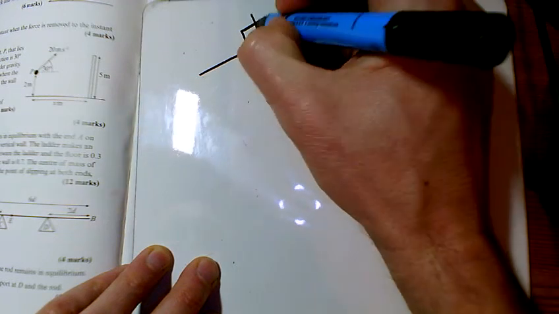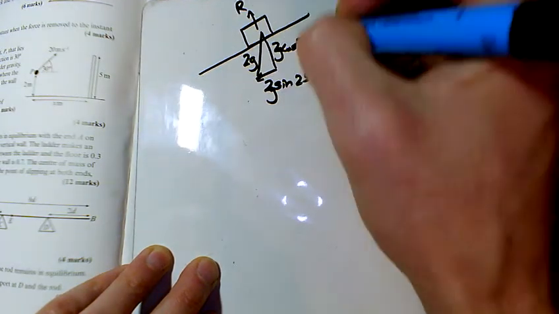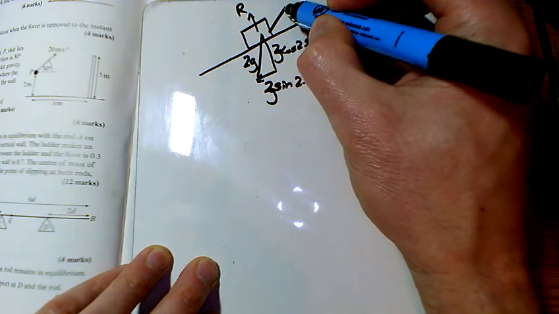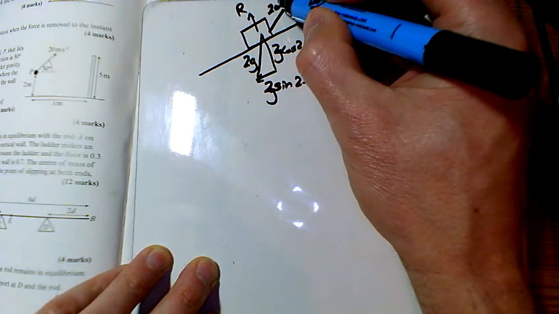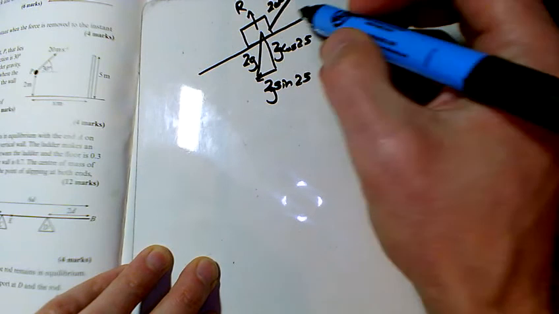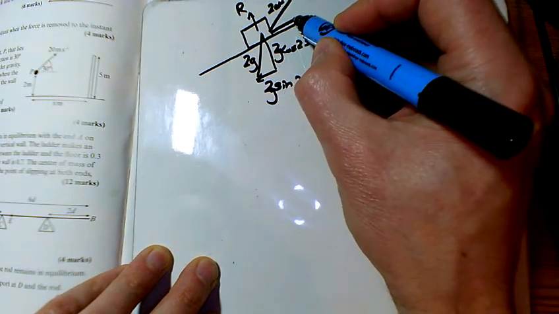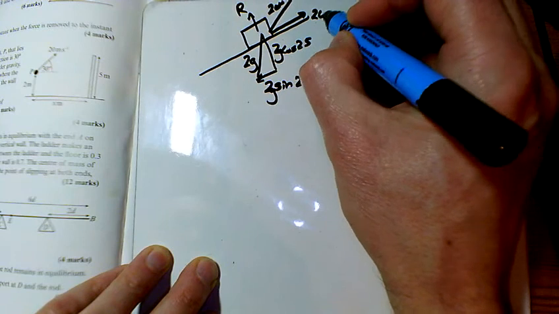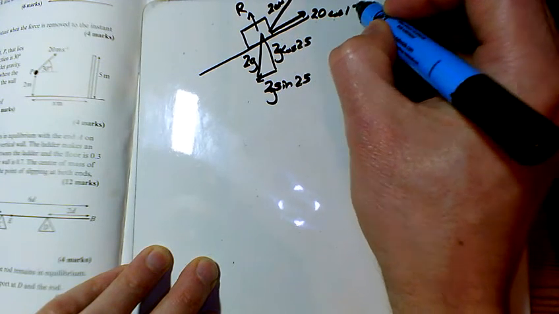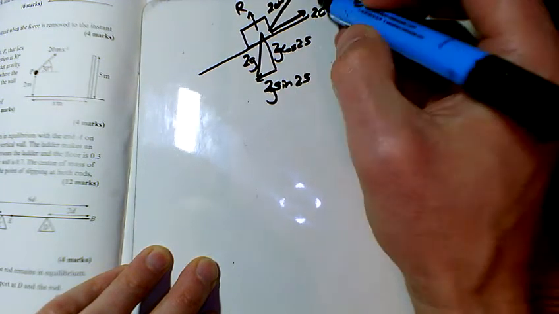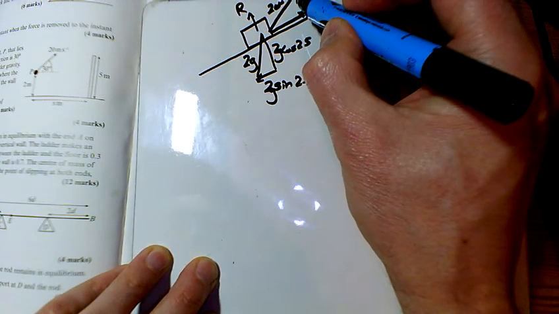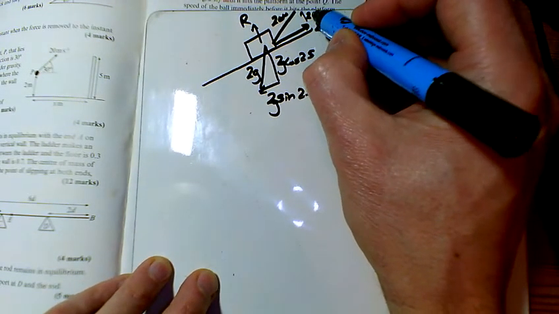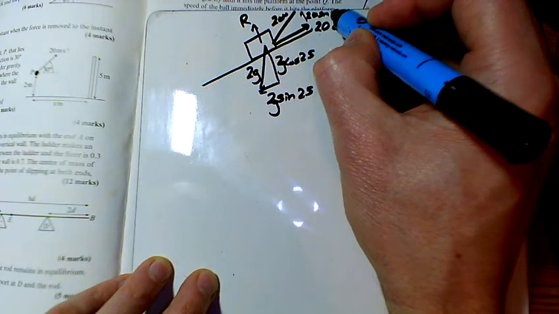There's a normal reaction coming up here. It isn't exactly that though, because there's a force pulling it up here. This force is 20 newtons, and we're going to split that into its 2 parts as well. So coming up the slope, I've got 20 cos 15, and I've run out of room a little bit here, but I'll squeeze it in. That bit there is 20 sine 15.